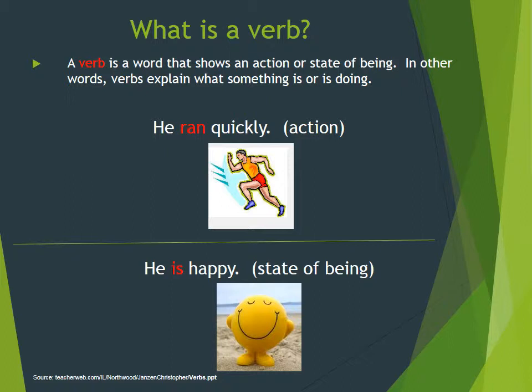So in this first example here, we have he ran quickly. So that one is definitely an example of an action verb. So he's running, that's the action. In the second one, we have he is happy. Well, is is not an action that we do physically, but because is connecting the subject with the condition of that subject, we call it a state of being verb. So now we know that he is happy.